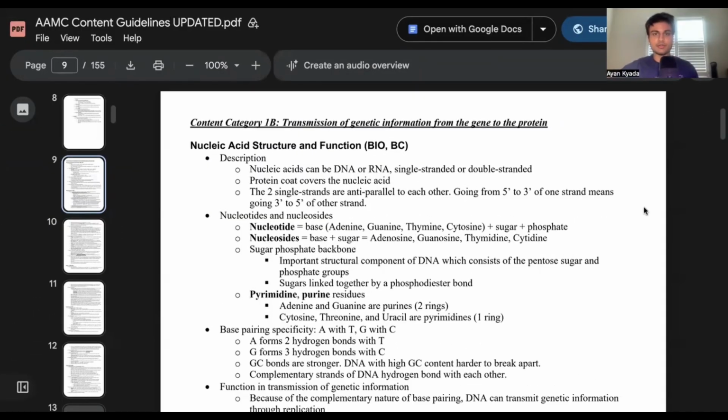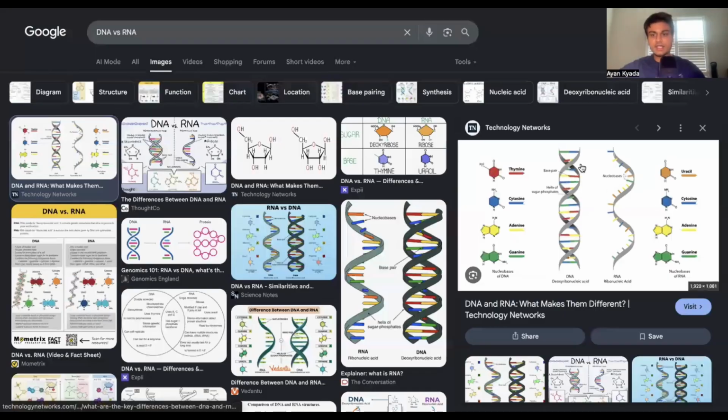Before we get into the nitty-gritty details on replication, transcription, and translation, we need an overall knowledge of the fundamentals of nucleic acids. So there are two types of nucleic acids, either DNA or RNA. And the main difference is that DNA is a double-stranded molecule, while RNA only has a single strand. The next major difference comes down to the nitrogenous bases used. DNA uses thymine as a nitrogenous base, while RNA uses uracil in thymine's place.